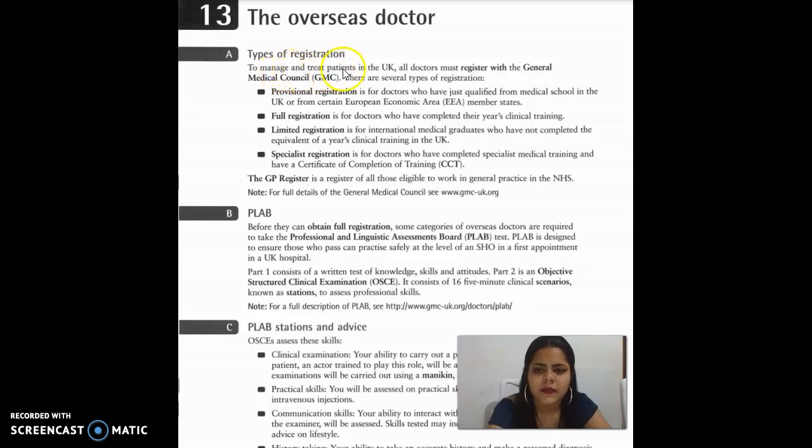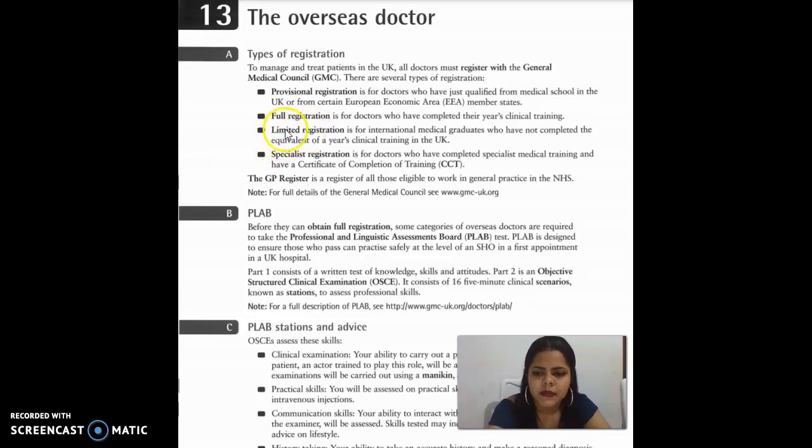To manage and treat patients in the UK, all doctors must register with the General Medical Council. There are several types of registration. Provisional registration is for doctors who have just qualified from medical school in the UK or from certain European Economic Area member states. Full registration is for doctors who have completed their year's clinical training.